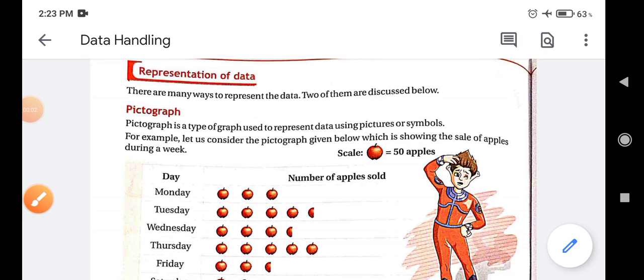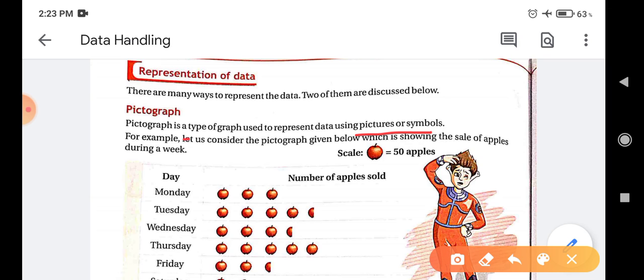Hello students, today we are starting representation of data. How to represent the data in different forms. One is pictograph and second is bar graphs. In pictograph, as its name suggests, it is used to represent data using pictures or symbols.